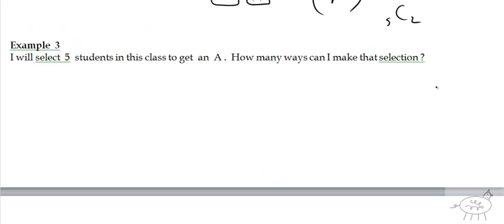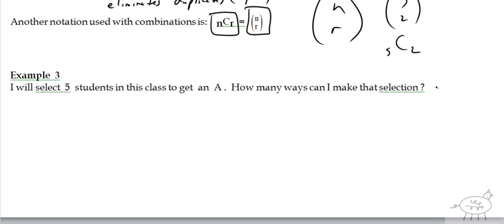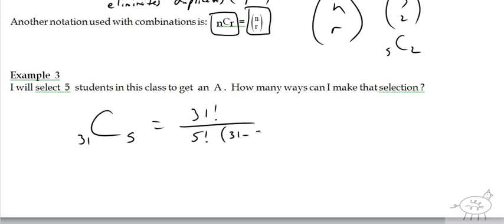All right, let's take a look at our calculator real quickly here. Well, actually, let's do this problem. I will select 5 students in this class to get an A. How many ways can I make a selection? It all depends on how many students. Let's just say we have 31 students in the class. It's 31C5. That's 31 factorial over 5 factorial, r factorial, times n minus r factorial. If I type that in my calculator, I get 169,911.